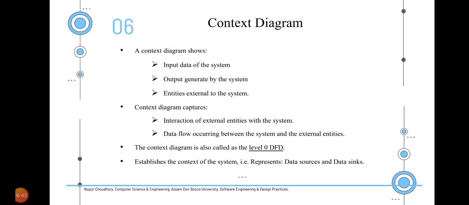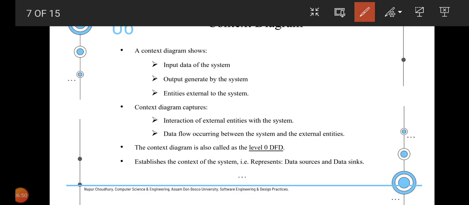Now we will talk about the context diagram. Context diagram is the first level of the hierarchy in a DFD. It is also known as zero level DFD. So basically in the context diagram we have to identify the input data of the system, the output generated by the system, and the entities external to the system. It also captures interaction of external entities with the system and the data flow occurring between system and external entities.